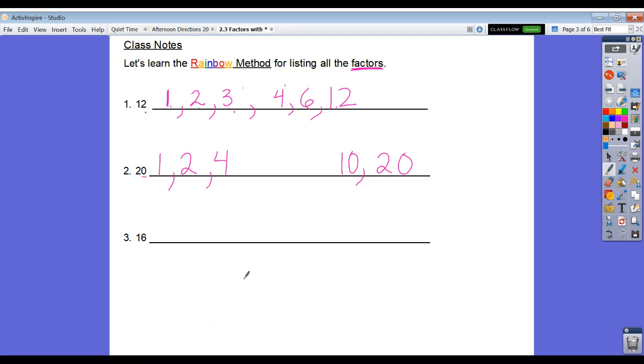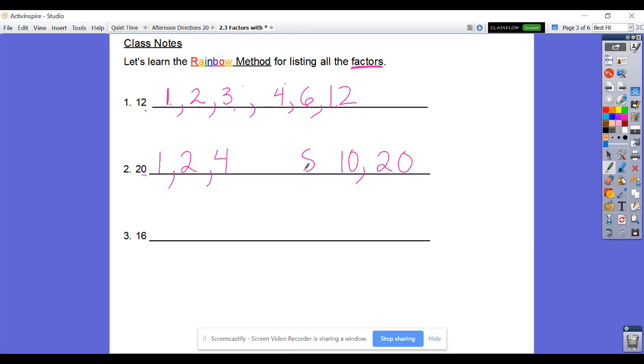Yes, 4 is a factor of 20. 4 times what? 4 times 5 gives us 20. Then we're going in order. Is 5 a factor? Yes, but we already have it. Got to catch them all. We did it.